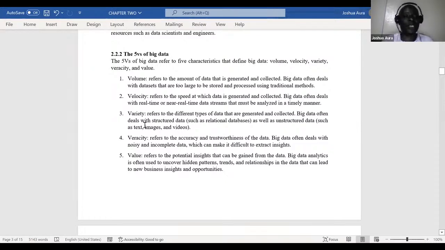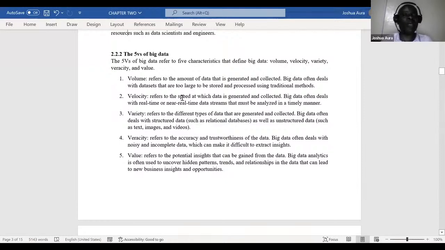So I'll read through this very fast. Volume refers to the amount of data that is generated and collected. Big data often deals with data sets that are too large to be stored and processed using traditional methods. You need database systems like MySQL to understand big data because of the volume.